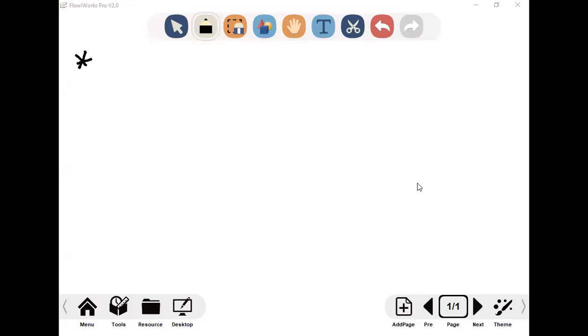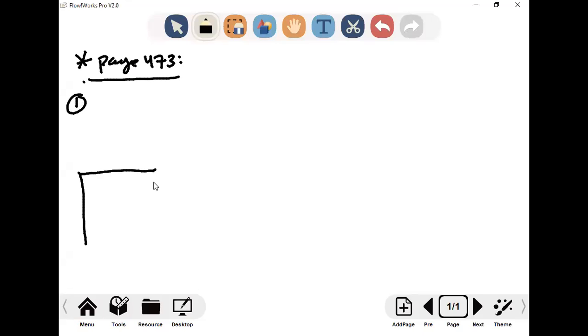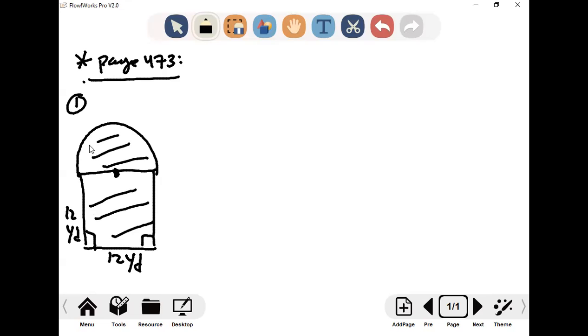We are on page 473, question 1. We have a square and a semicircle. The square has 12 yards here and 12 yards here. This tells you that this is a square, because we have the same length and the width. And here you have a semicircle. The question wants to find the whole area.